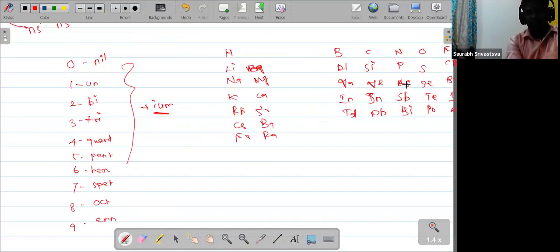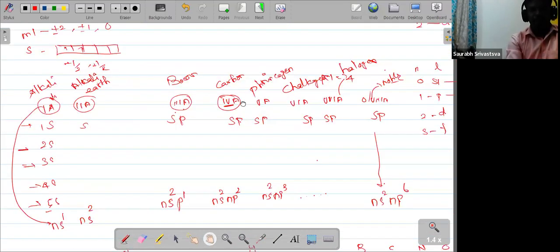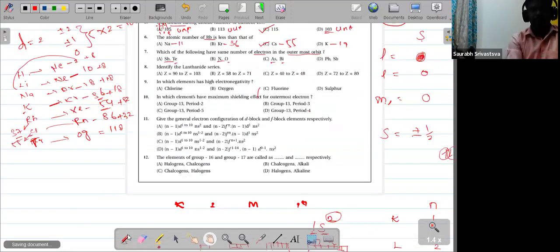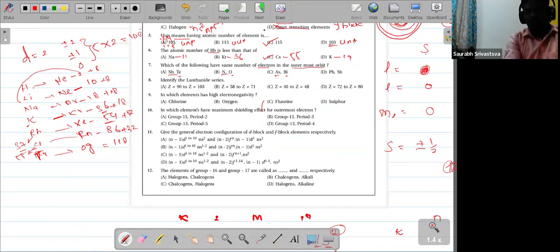Here is arsenic, and this one is bismuth. So these two elements are in the same group. If they are in the same group, then they will show the same number of electrons in the outermost orbit, that means the last orbit. So the answer is arsenic and bismuth. Okay, clear?